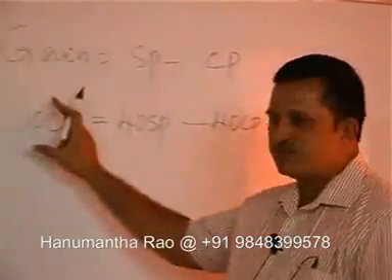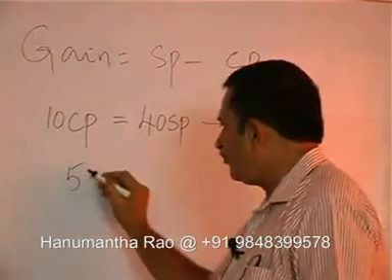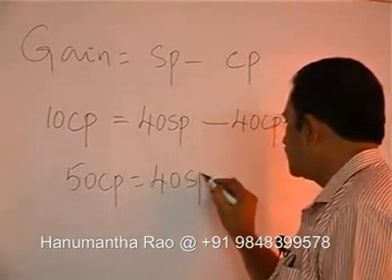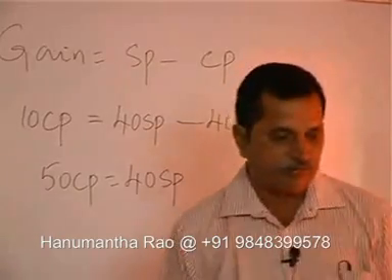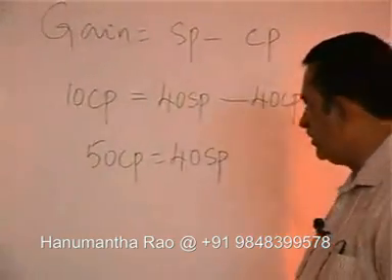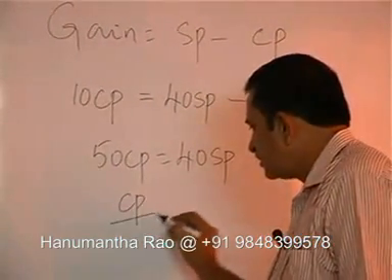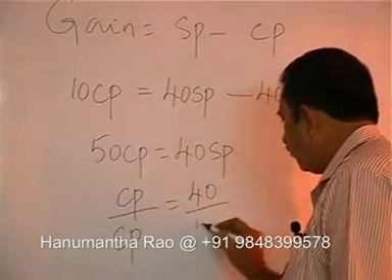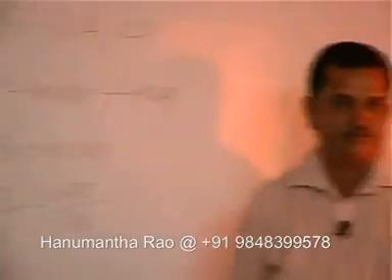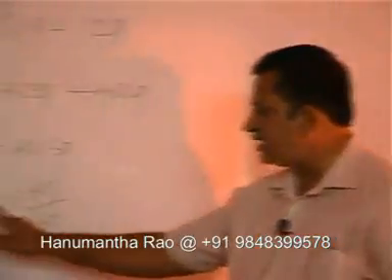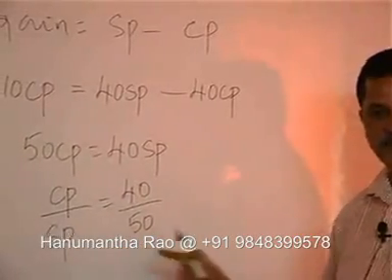Minus 40 CP comes this side. 50 CP is equal to 40 SP. 50 CP is equal to 40 SP means CP by SP is equal to 40 by 50. CP by SP is equal to 40 by 50 means cost price is 40 rupees, selling price is 50 rupees.